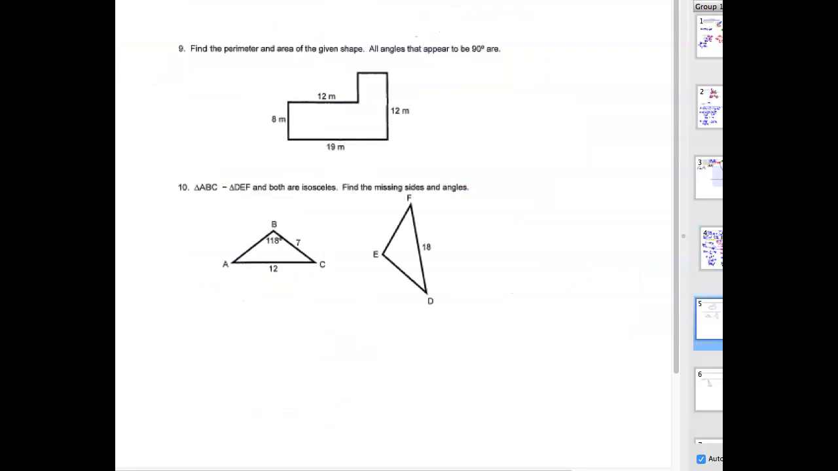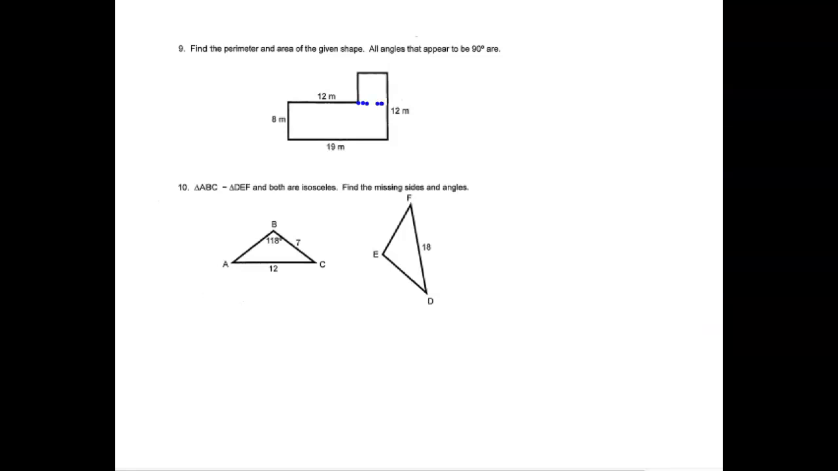All right, looking at our next question here, it says find the perimeter and area of the given shape. Now, we can divide this into different rectangles. We could either divide it here, or we can choose to divide it vertically. I'm going to divide it there because I know that this whole side here is 19, and only this much of it is 12. So that means the remaining part here would be 7.